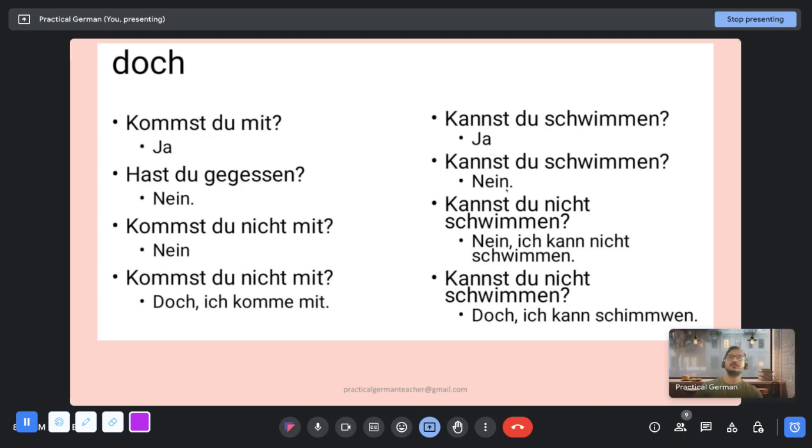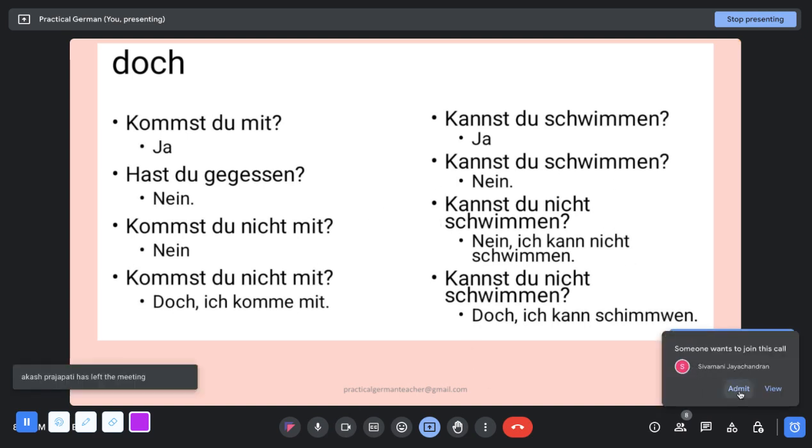Kommst du mit? Ja. Kannst du schwimmen? Ja. Hast du gegessen? Nein. Kannst du schwimmen? Nein.